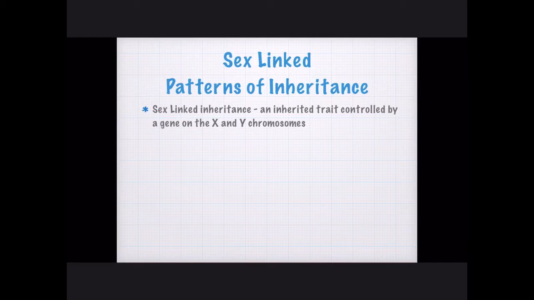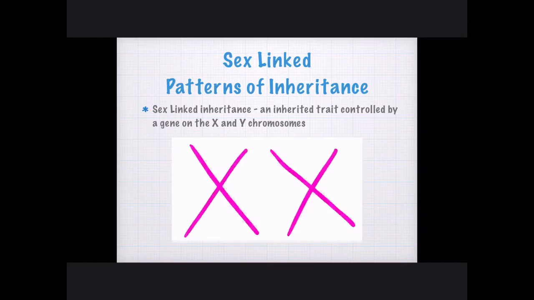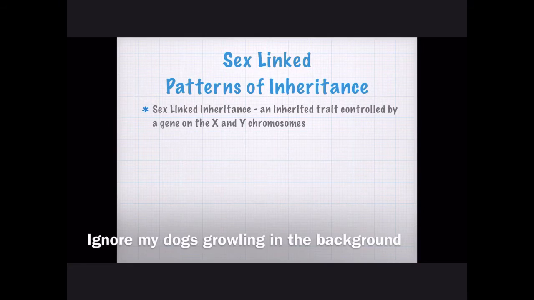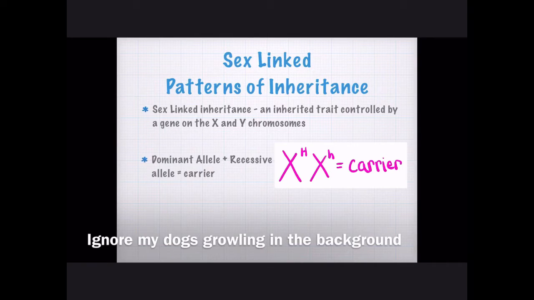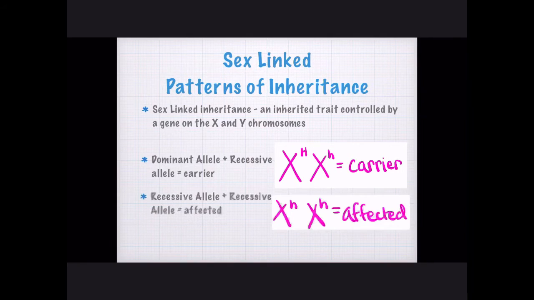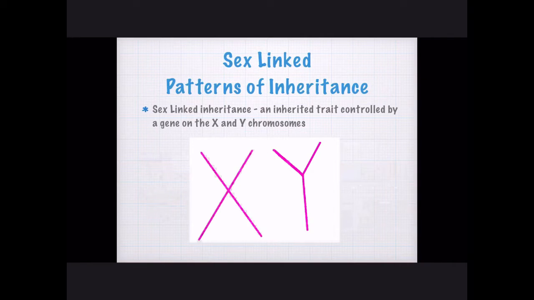What is sex-linked inheritance? Sex-linked inheritance is an inherited trait controlled by a gene located on the X and Y chromosomes, otherwise known as sex chromosomes. Women are the only ones who can carry a sex-linked disorder or trait because they have two X chromosomes. For example, if a woman has a dominant allele for healthy vision and an allele for colorblindness, she is a carrier for the disease. If she has two recessive alleles for colorblindness, then she has the disease.